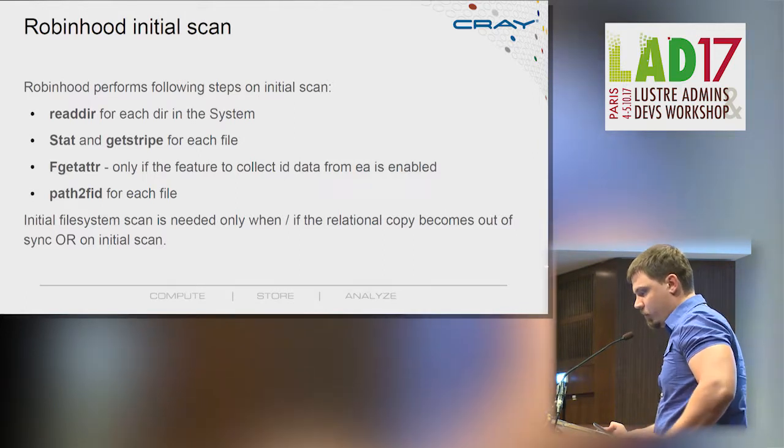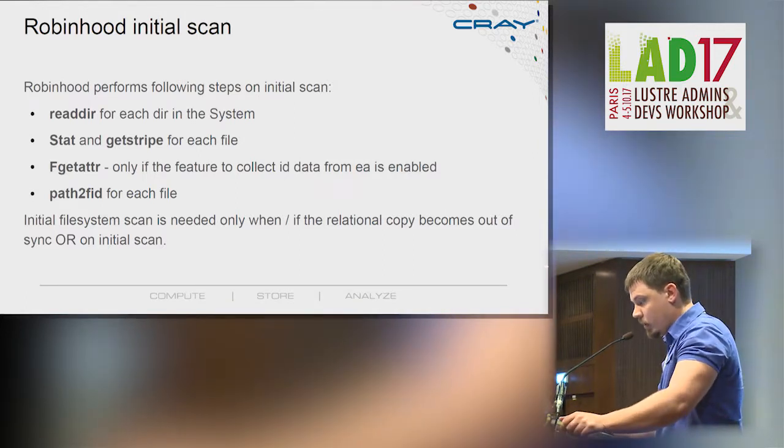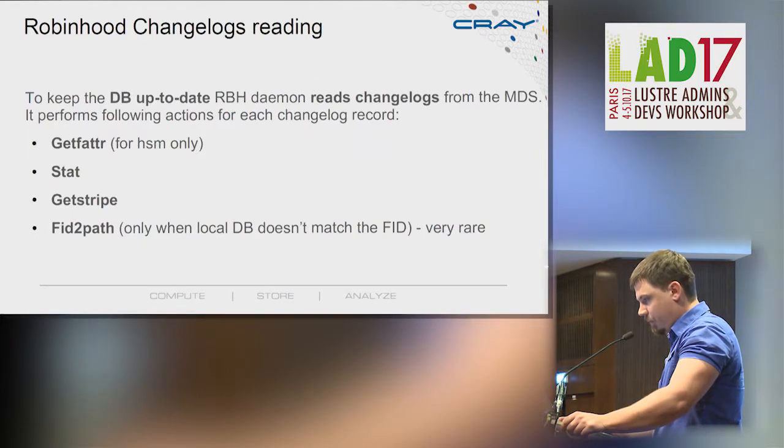Initial file system scan is needed only if the relational copy becomes out of sync, or on first start. To keep the database up to date, the Robinhood daemon reads changelogs from the MDS. It performs the following actions for each changelog record: fid2path, stat, getstripe, and fid2path.